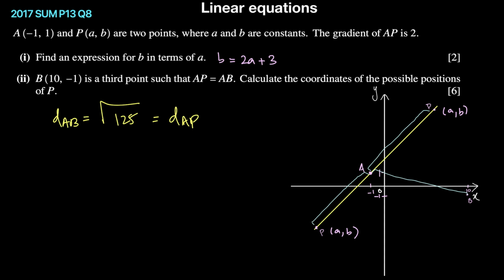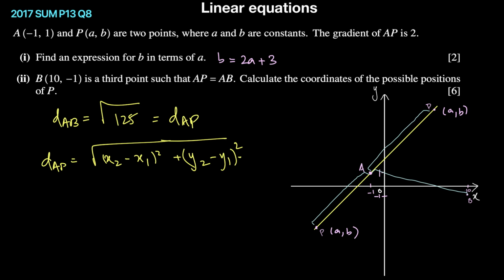So let's do that. The distance AP, again, is the square root of (x2 minus x1) the whole thing squared, plus (y2 minus y1) the whole thing squared. Now over here we can take the point P as (x2, y2) and the point A as (x1, y1) again.